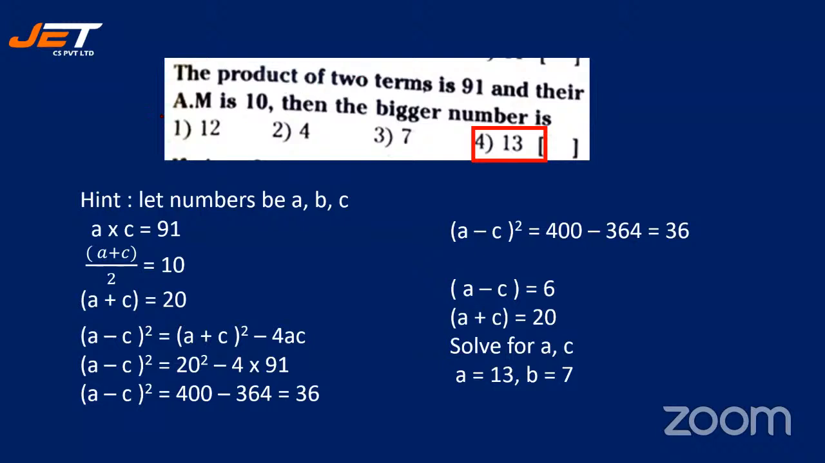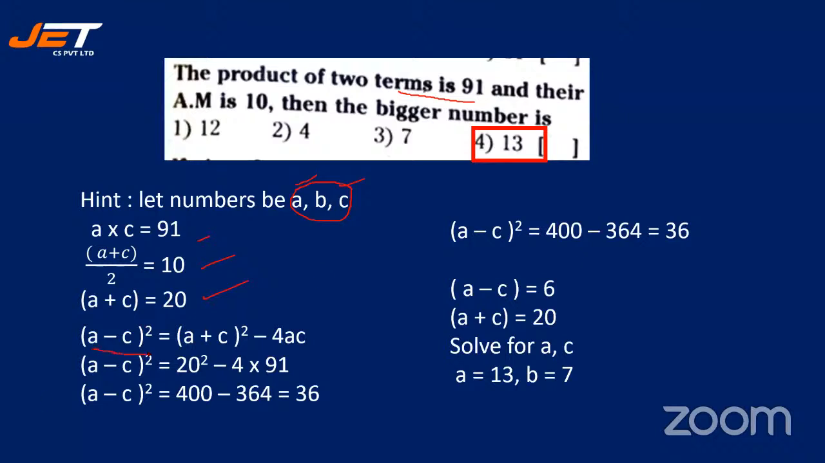See here, the product of two terms is 91. Here we are taking, let the numbers be A, B, C. We are taking two numbers, A and C. Any numbers you can take, but here we are taking AC, which is 91. We know that (A plus C) by 2 is 10. In AP we use this, you remember yesterday when I was teaching you, I said you're taking the mean. So finally you find out what A plus C is.